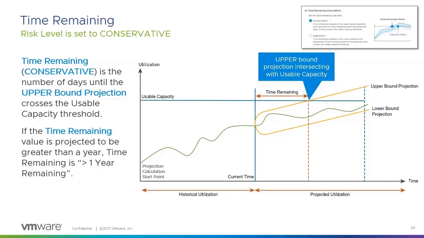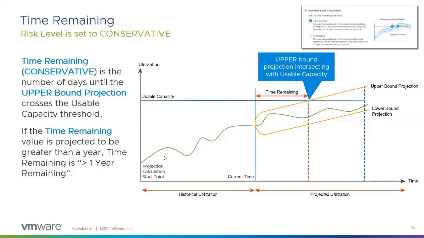The first one is time remaining, and this is looking at it when you set it to conservative. What it's doing is looking at the projection here, at the upper bound, and looking at when that upper bound of the projection crosses the usable capacity line. You see where this vertical red dashed line is, that's where the upper bound of the projection crosses the usable capacity line. The amount of time between now and that dashed line is my time remaining. That can be anywhere from 0 up to, say, greater than a year. So it's important to look at that intersection and know when that happens.